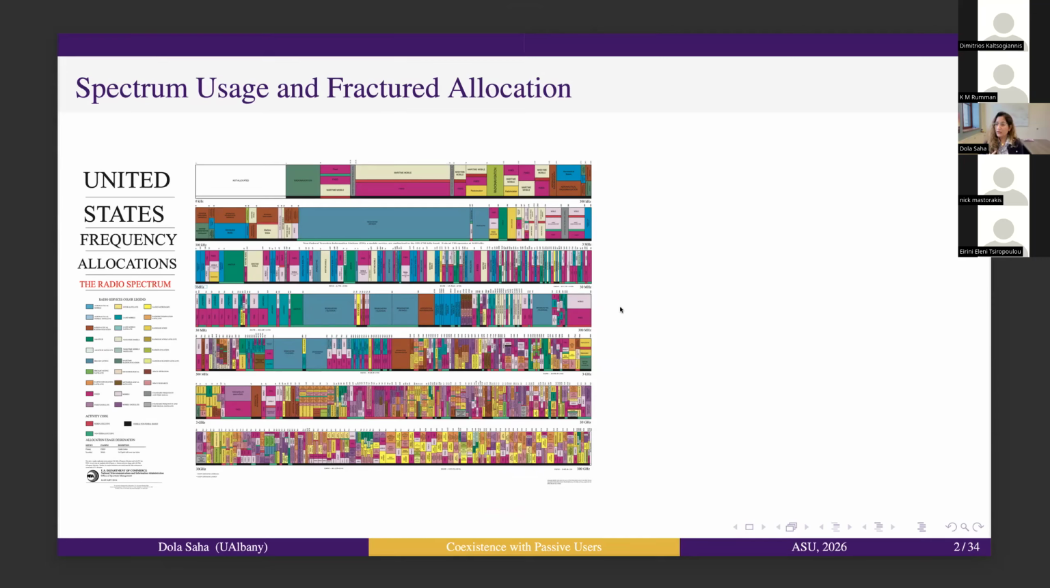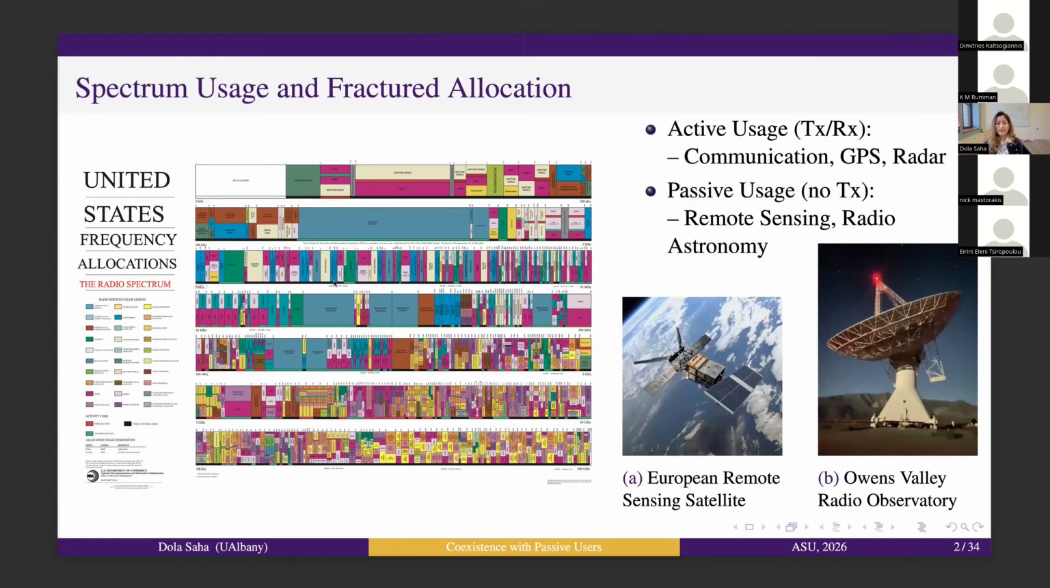However, the spectrum is a constant resource. It's a constant electromagnetic resource defined by frequencies, and we cannot have more than what we already know that we have. In this case, you can see a lot of different colors, and they are for different users. On a large scale, we can try to separate these users into two parts. One is active, the other one is passive.